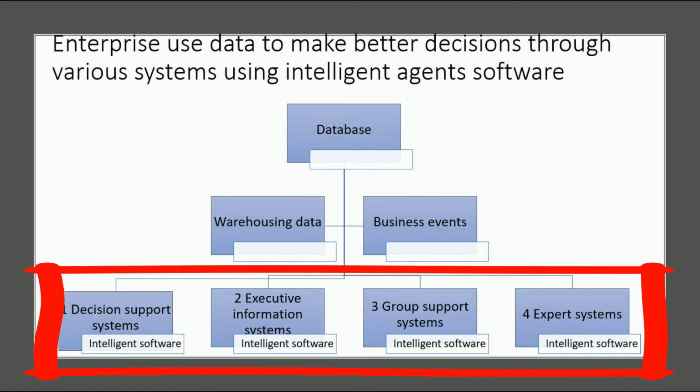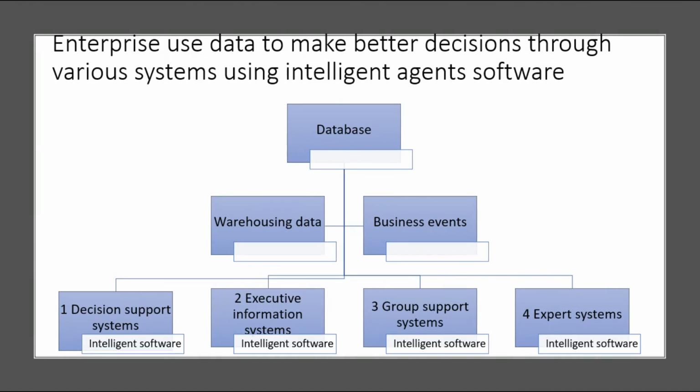To support analysis of this data, enterprises use intelligent software or sets of instruction software, and these software, depending on the purpose of their use, they're called decision support systems, executive information systems, group support systems, and expert systems.